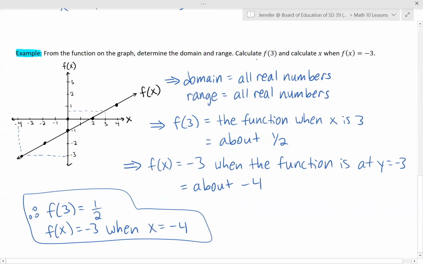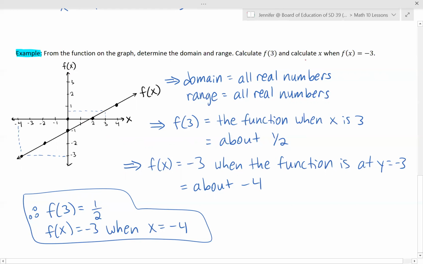To determine f of 3, this is the function when x is 3, because we've replaced x with 3. So we want to go on the graph and find right here, when x is equal to 3, what is the function equal to? This is why I've drawn these dotted blue lines to kind of show my vision here. At 3, I go up until I hit the function, and then I go across until I hit the corresponding y-axis or the f of x axis. In other words, the output. So the function when x is 3 is at about 1 half, between 0 and 1.